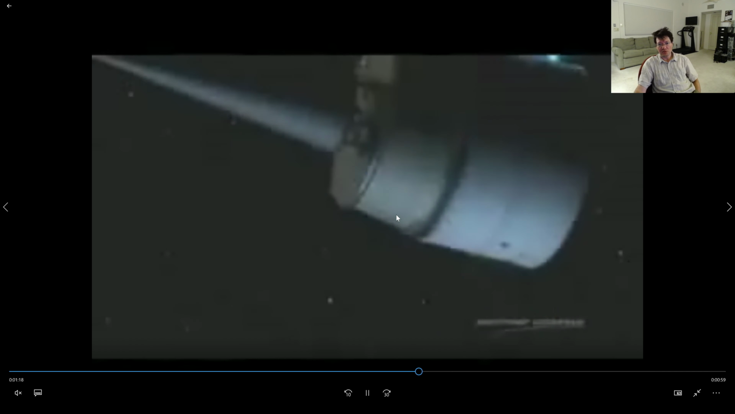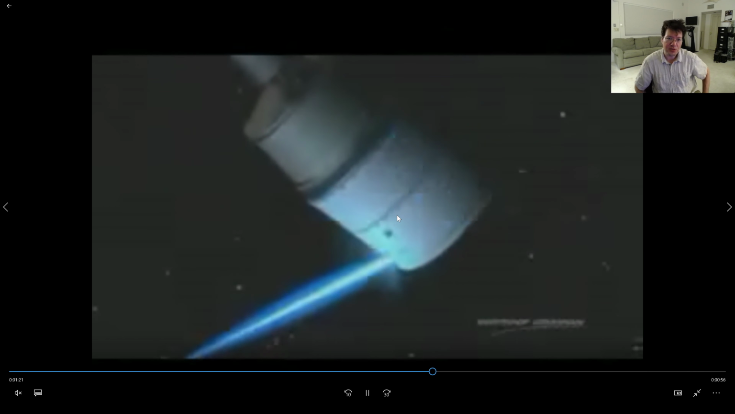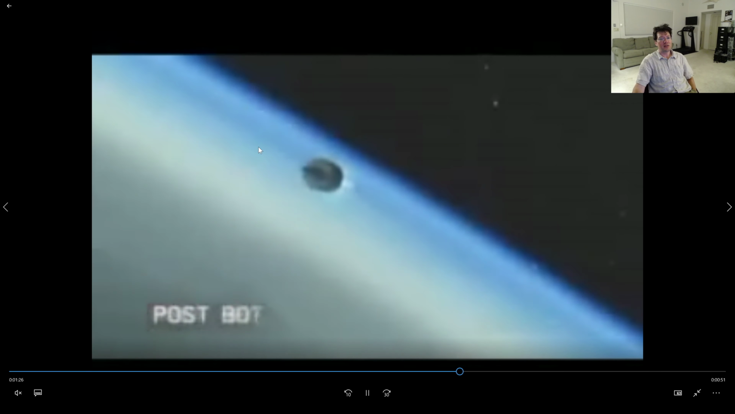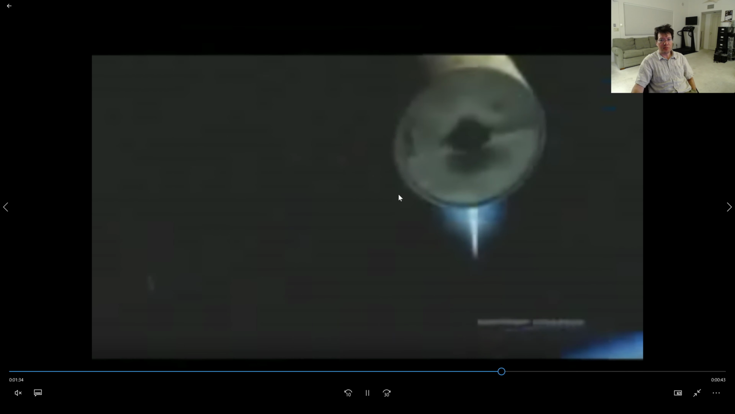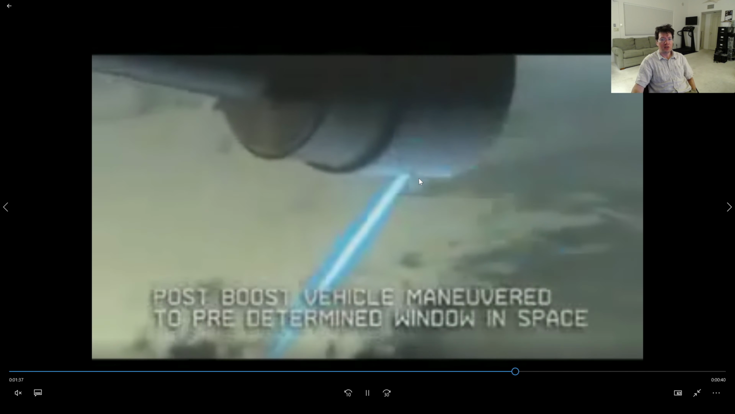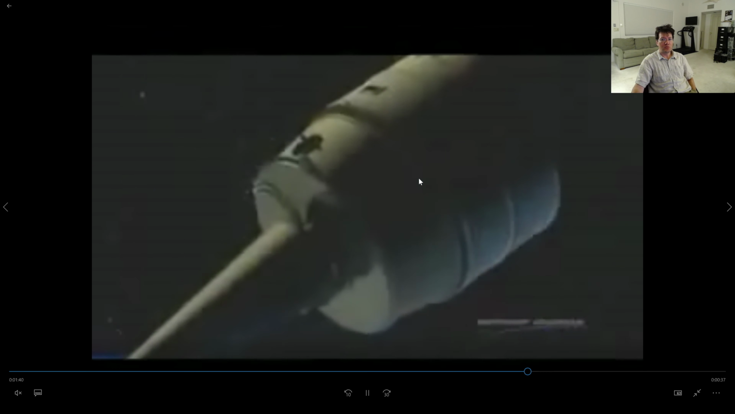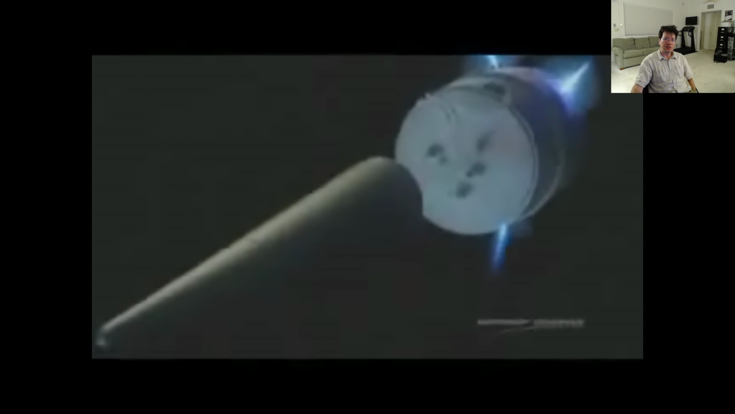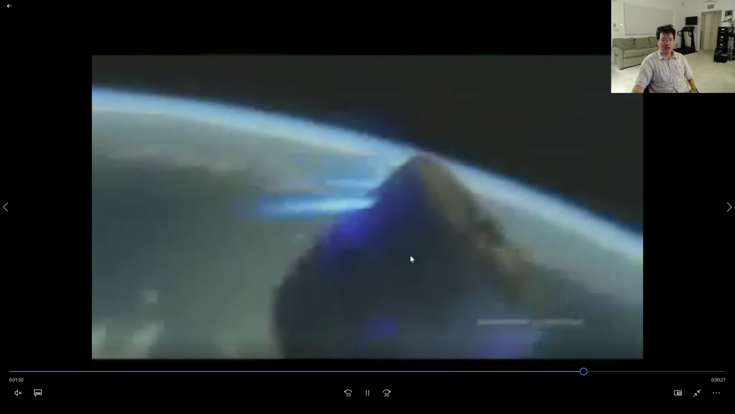I forget what the timing is here. Here we've got our upper stage, and the only payload actually attached to this stage is the warhead itself. The upper stage uses maneuvering thrusters, pointing the payload towards its reentry attitude. It's going to spin it up and then release it. Then the upper stage backs off, and just the warhead goes ballistic, spinning itself up at the right attitude.